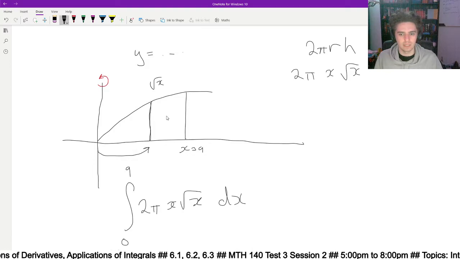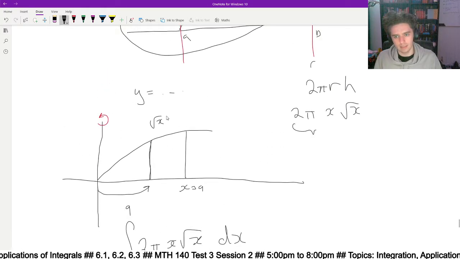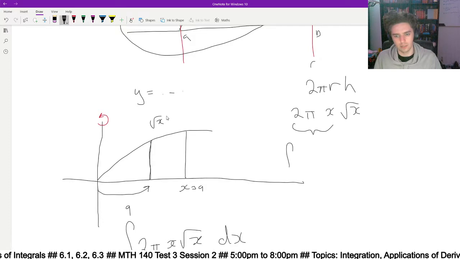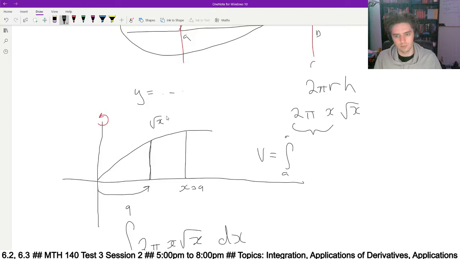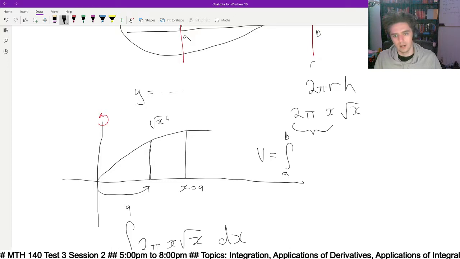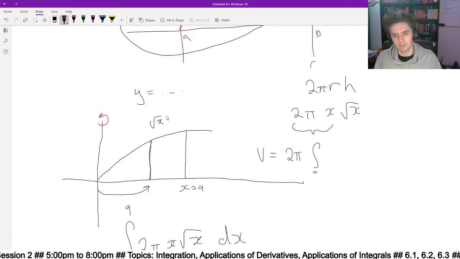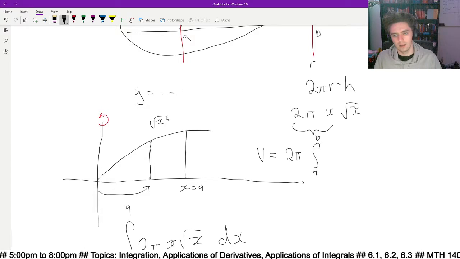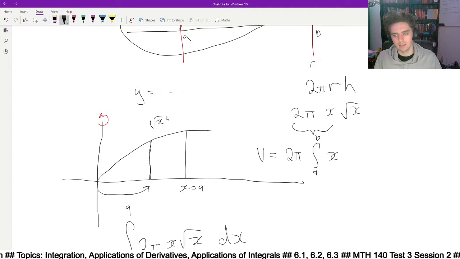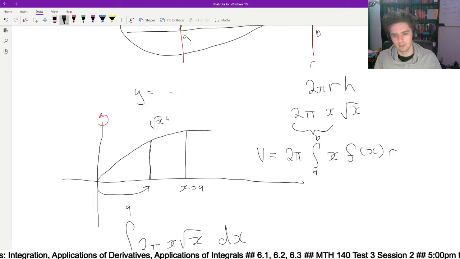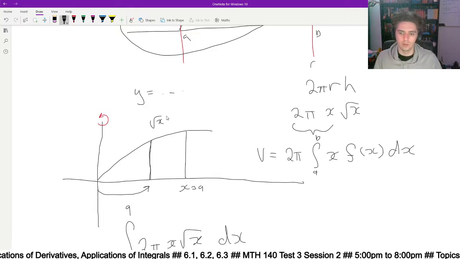And then in general, what we did is 2 pi x is always going to be the same. So in general, the volume of that kind of solid is the integral from a to b of 2 pi x f of x dx, right? And so that's what we did.